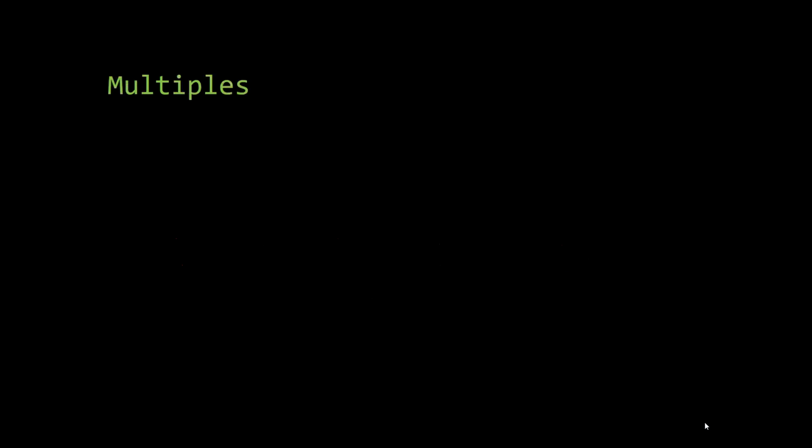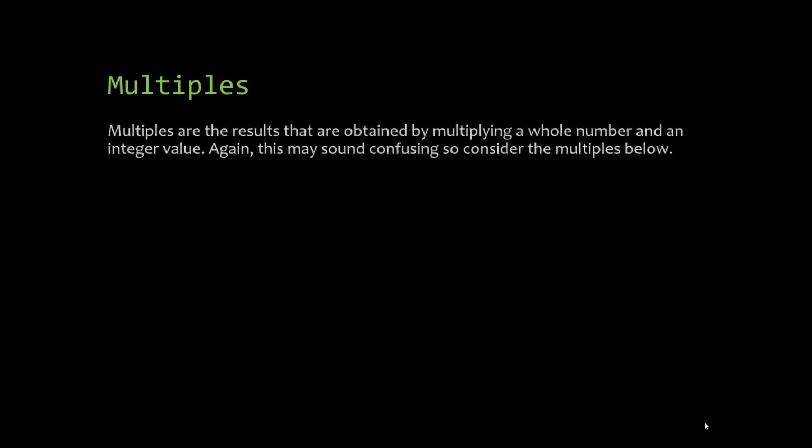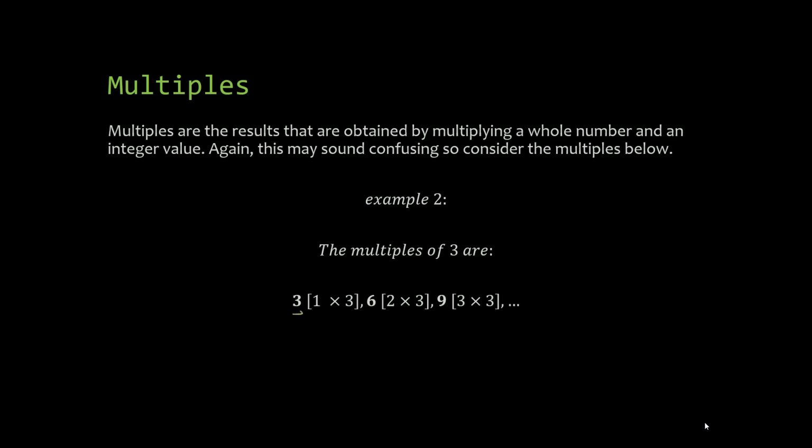And now when we're talking about multiples, we recognize that multiples are simply taking a whole number and then multiplying it by an integer value. It means it could either be positive or negative. So the multiples of 3 are, for example, 3, 6, 9, and so on. The reason that we have those numbers is because we are taking 1, which is the whole number, and multiplying it by the multiple of 3.